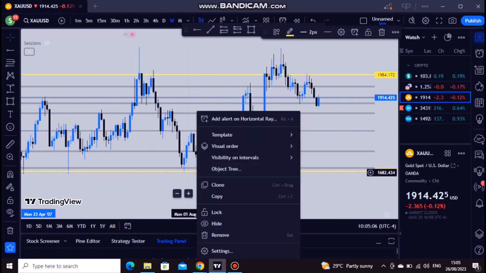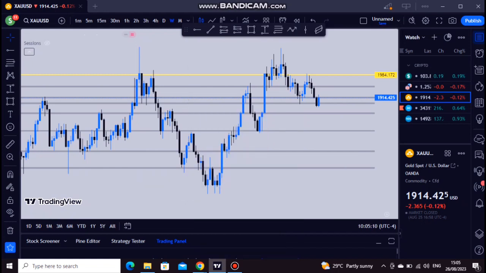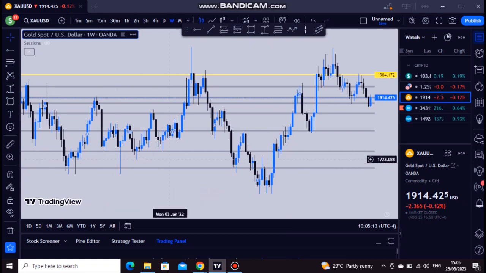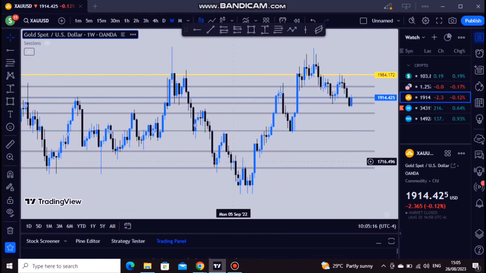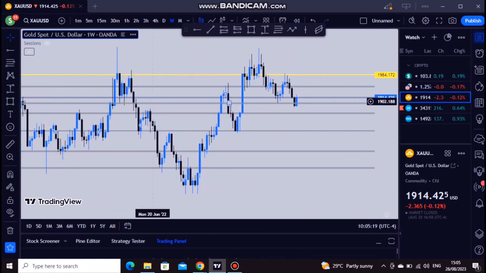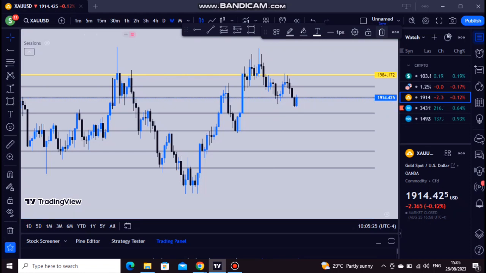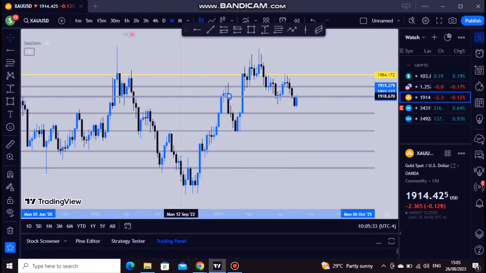All right, so let's delete this. You can see the way our zones are very nice. And at the top, do we have any other one? We have. Let's delete this, it is not valid. This is not valid, and this is the valid one. You can see the double rejection at this point, rejection at this point, very well. And that is where gold just tested and is about to go down.